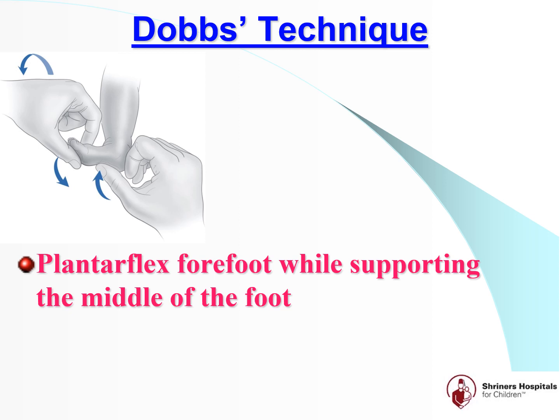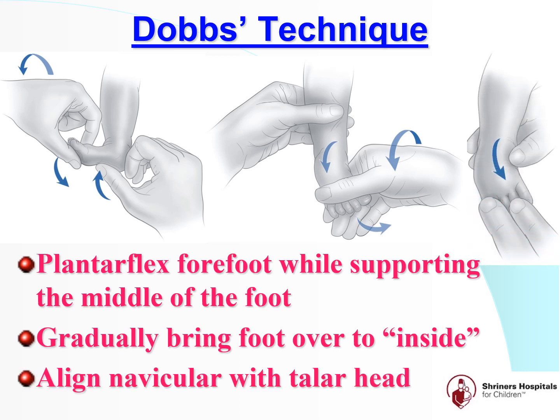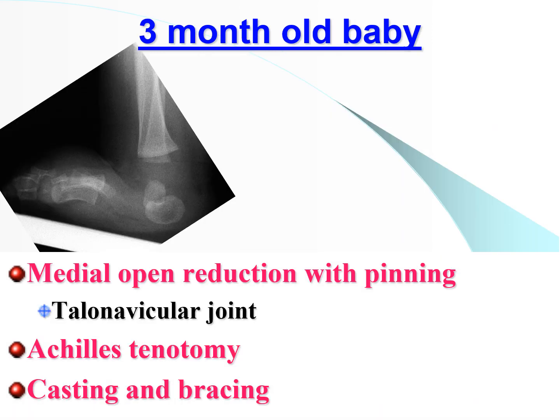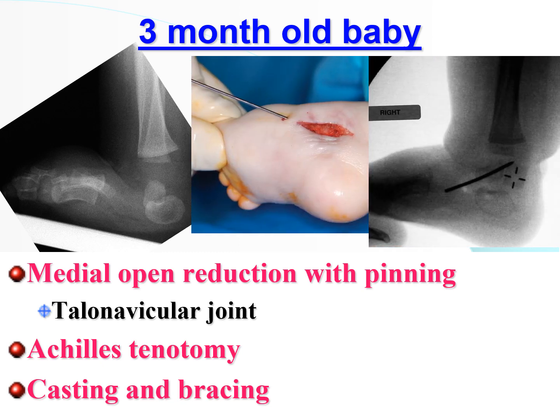In this casting method, the front of the foot is gradually stretched and molded downwards and to the inside, trying to realign the ankle bone or the talus with the bone in front of it, the navicular. At the end of casting, a small incision is used to realign the talus and the navicular, which are held in place with a pin.